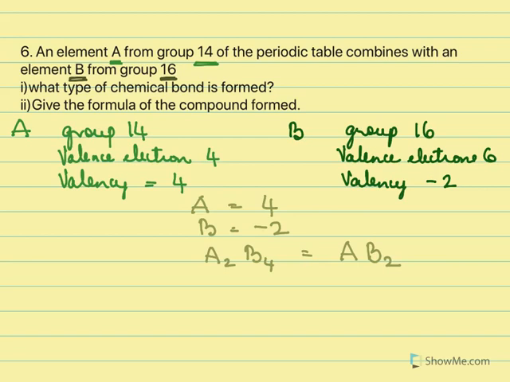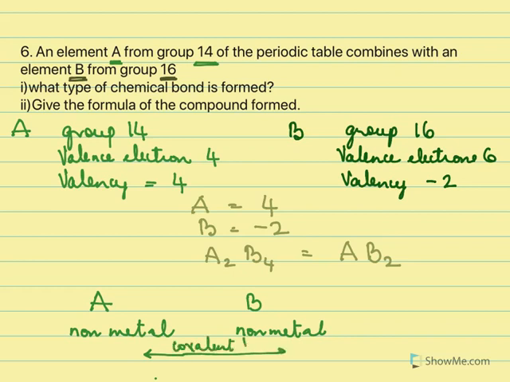And what kind of bond will be formed between the two? We saw that A was a non-metal and B also non-metal. So both gain electrons, and since both gain electrons, the bond between them will be covalent. They will share the electrons. The covalent bond will be formed between them.